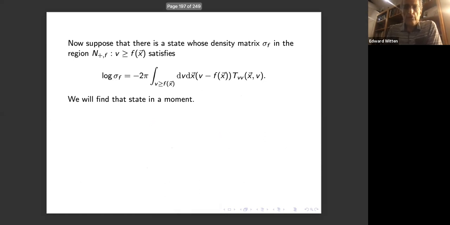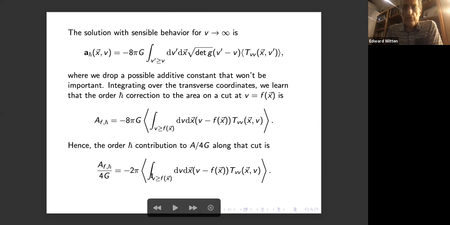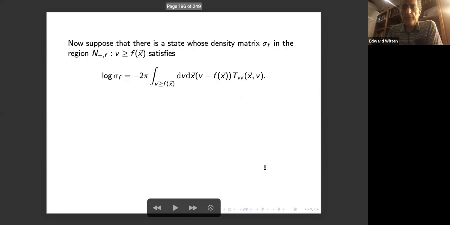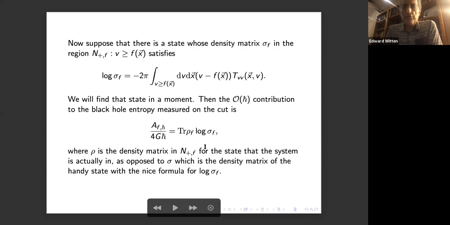sorry. The correction to the area is the expectation value in some state of this integral. But if that state happens to be log sigma for some other state sigma, then that means the correction to the area is the trace of rho sub f log sigma f, where rho sub f is the density matrix of the state we're actually interested in, and sigma f is the density matrix of the magic state, whose density matrix obeys this. So rho sub f is the density matrix in n plus f for the state we actually want, and sigma is introduced for convenience because of the nice formula for log sigma f.